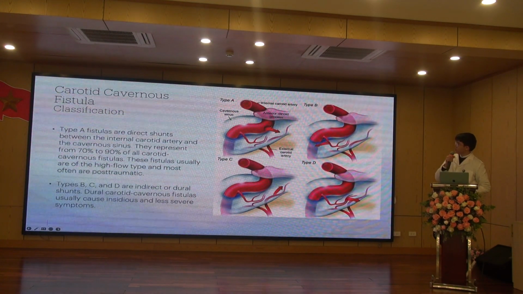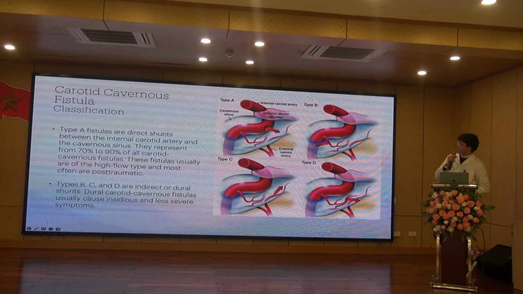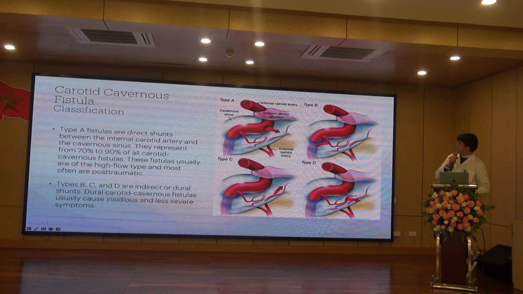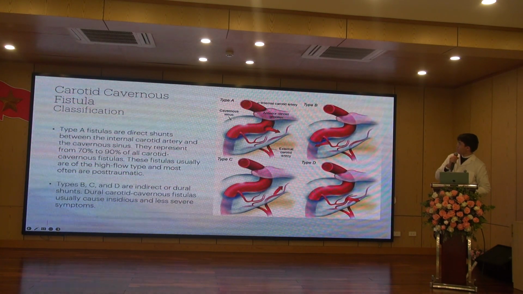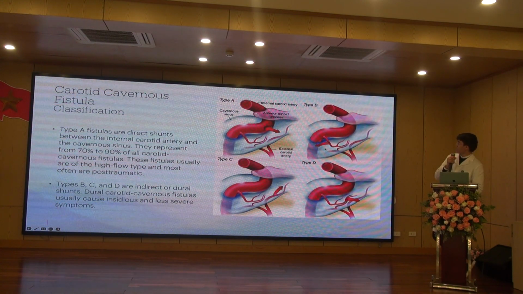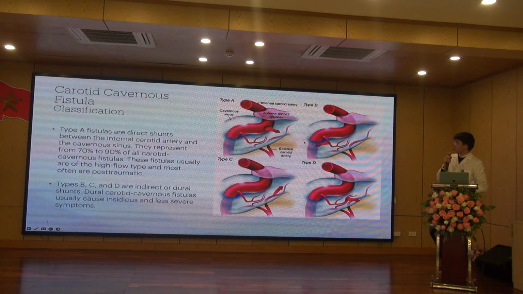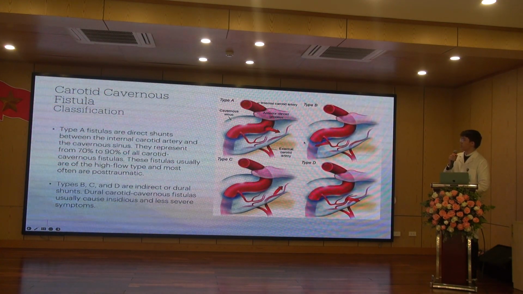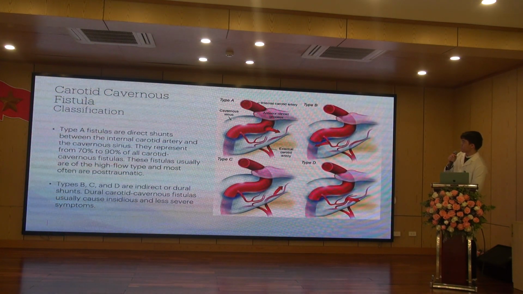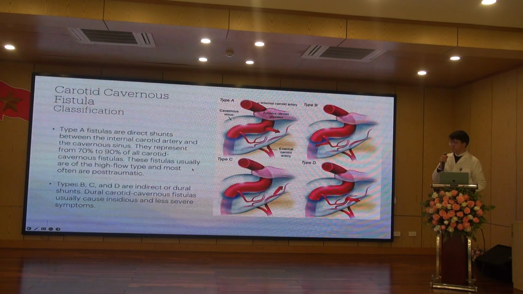In this picture, you can see in type A there is a connection between the ICA and cavernous sinus, and in the other types there are indirect connections of meningeal arteries into the cavernous sinus. So type A is usually a high flow type and often post-traumatic. And types B, C, D often have less severe symptoms.